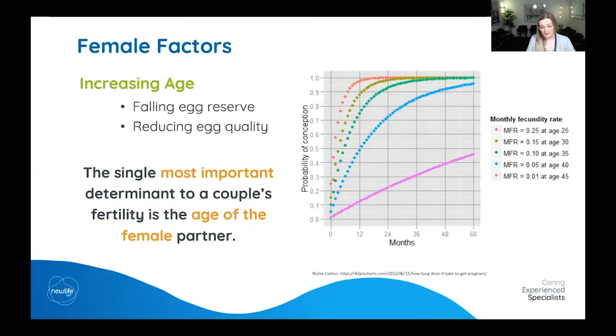This graph, in fact, is a little bit optimistic because it doesn't take into account any other causes of subfertility, and it just models the effect of age alone in fertile women.